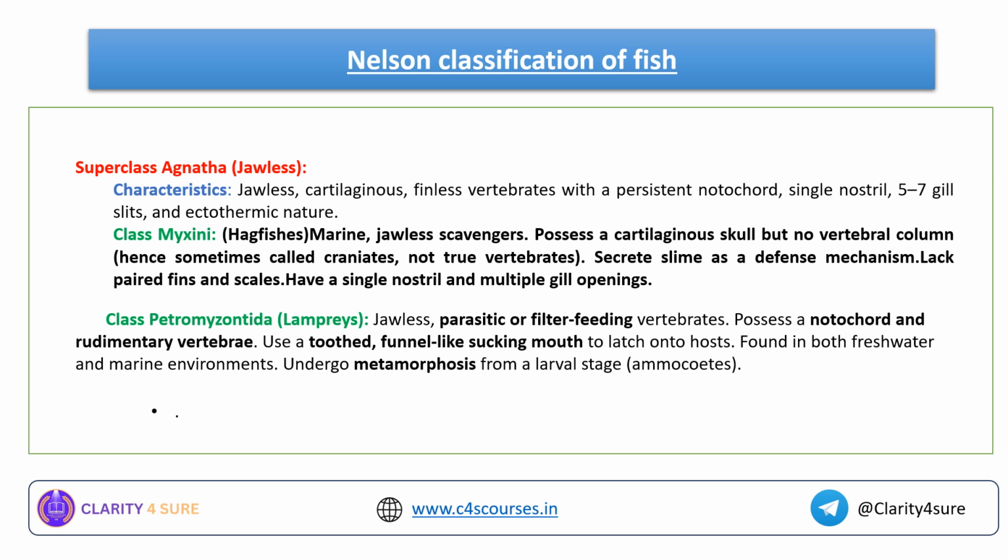Now coming to the specific superclass Agnatha, as I already told, it is jawless, cartilaginous, finless vertebrates. Under this we have seen two classes, class Myxini and class Petromyzontida. An example of class Myxini is the hagfish, and they dwell in the marine ecosystem. These are jawless scavengers. Since they are jawless, their feeding range is very limited. And they secrete slime as a defense mechanism. This is very, very important.